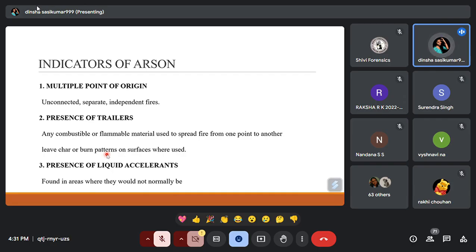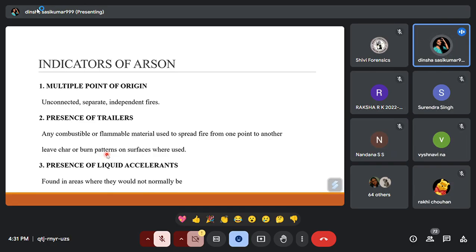The next one is presence of trailers. Trailers can be any combustible or flammable material used to spread fire from one point to another, and they always leave char or burn patterns on surfaces where they are used. These are combustible or flammable materials used to spread fire from one point to another point.